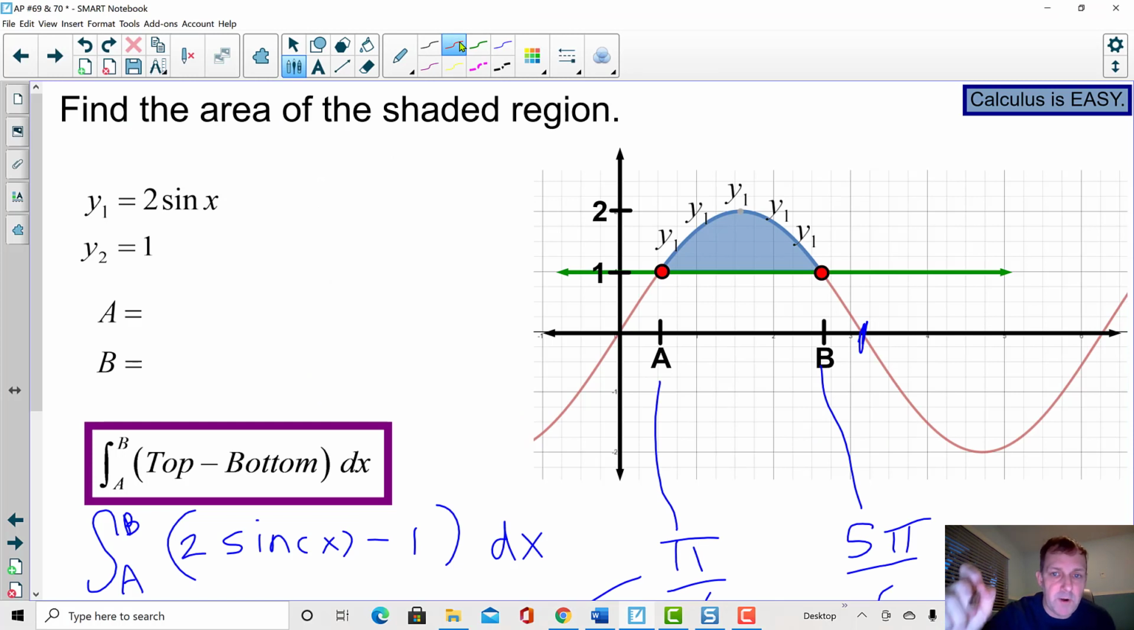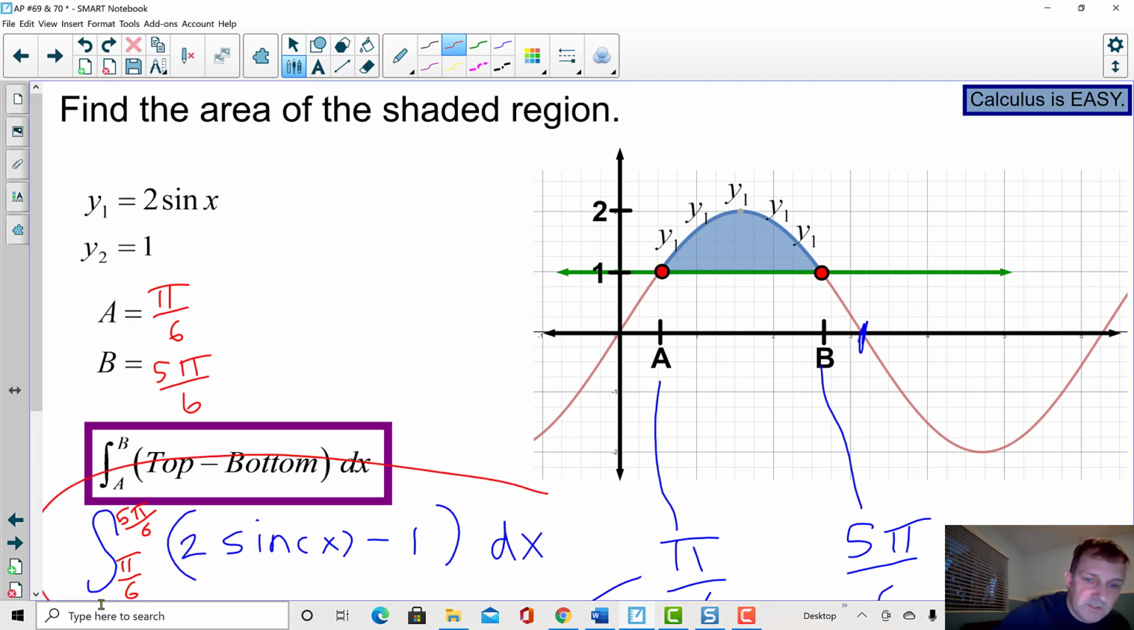So that's the hardest part of the problem. Now we know that it goes from pi/6 all the way to 5 pi/6. So we can fill out our integral now. We go from pi/6 to 5 pi/6. All right, let's type this in our graphing calculator and just get our final answer.